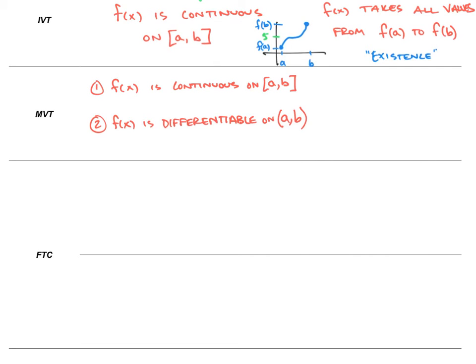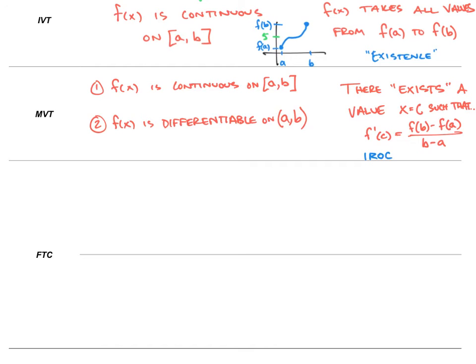So those are the conditions required, and here's what this theorem tells us. There exists, another existence theorem, a value x equals c such that, so this theorem says there exists some value x equals c on the interval, such that f prime of c equals f of b minus f of a, all divided by b minus a. And you might remember this as the instantaneous rate of change at some point on the interval is equal to the average rate of change across the entire interval. All right, so that's MVT.